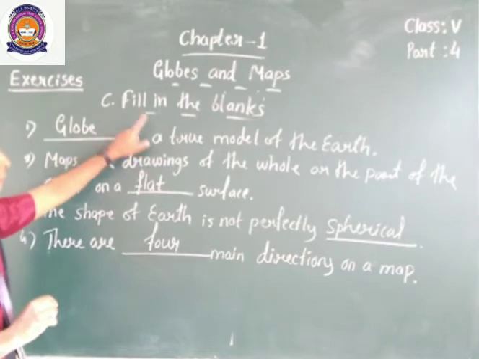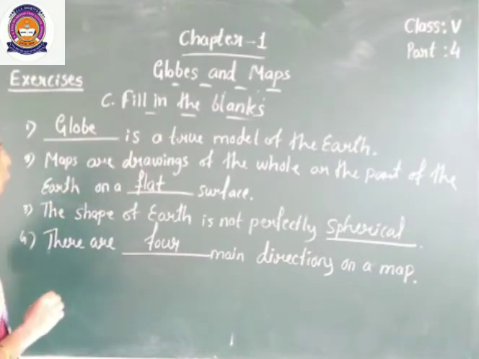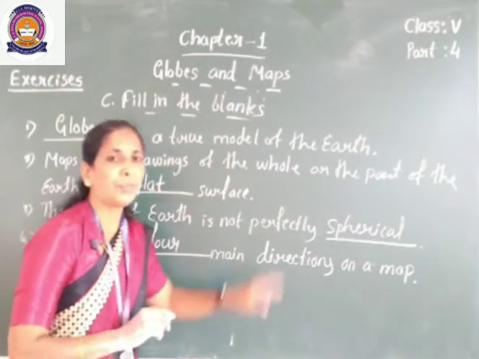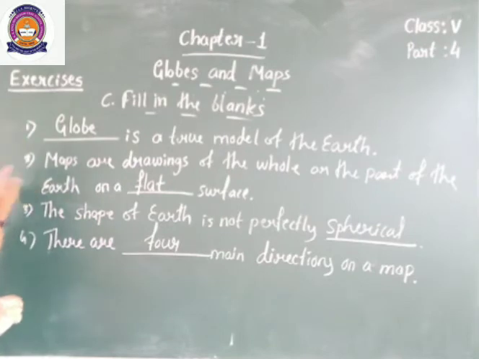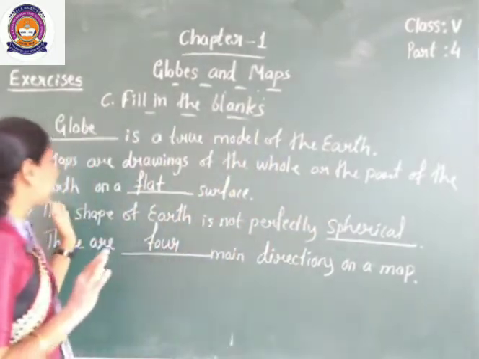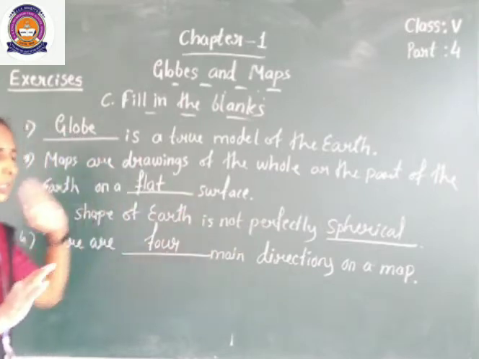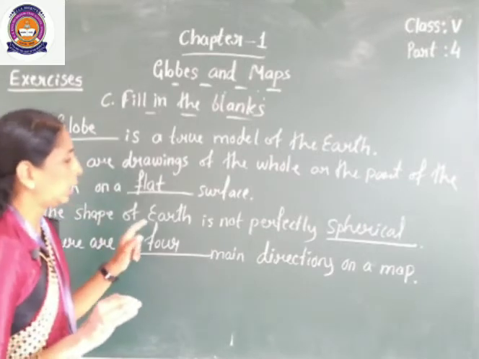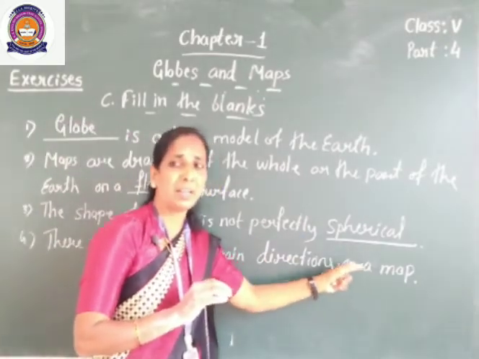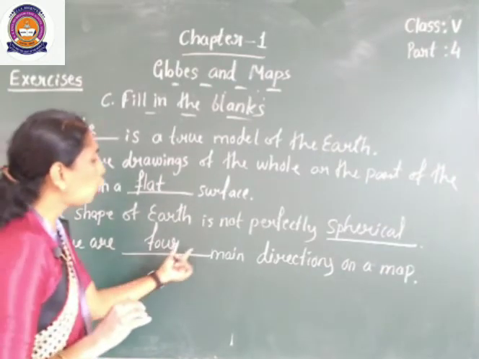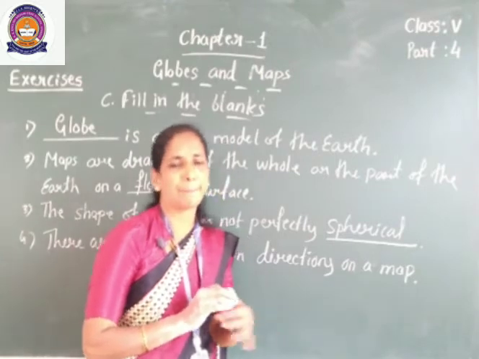Question number 3. Fill in the blanks. So the first, globe is a true model of the earth. Second question, maps are drawings of the whole or the part of the earth on a flat surface. Question number 3, the shape of the earth is not perfectly spherical. Question number 4, there are 4 main directions on a map.